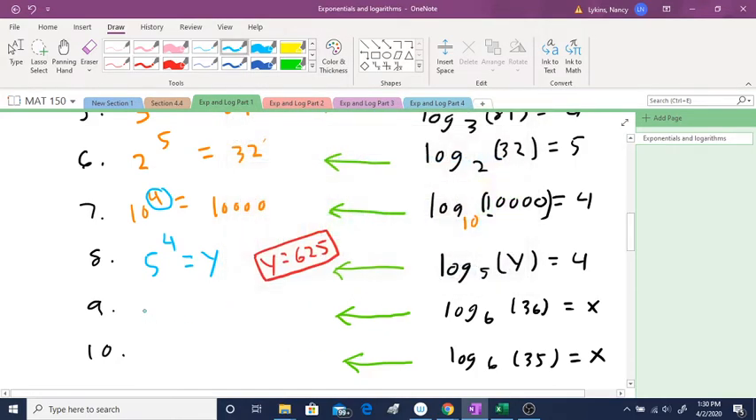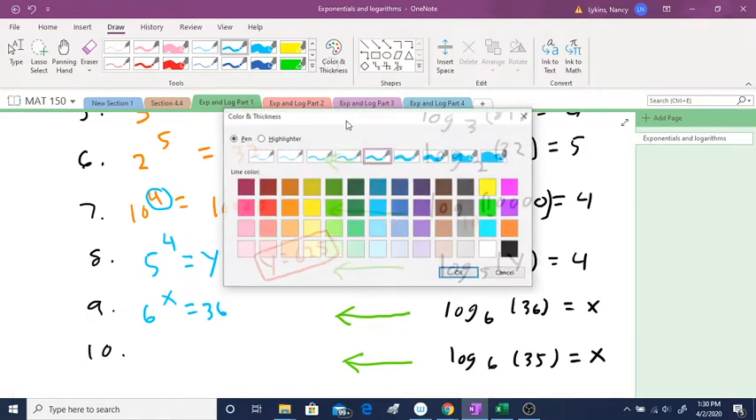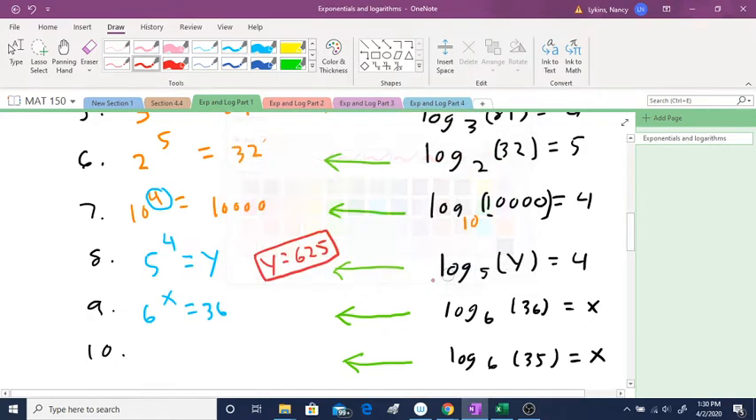Next, number 9, my base is 6. My exponent is the x, and we set it equal to 36. Now, what number does x have to be? 6 to the what power gives me 36? Most of us know that that is 2. 6 squared is 36.